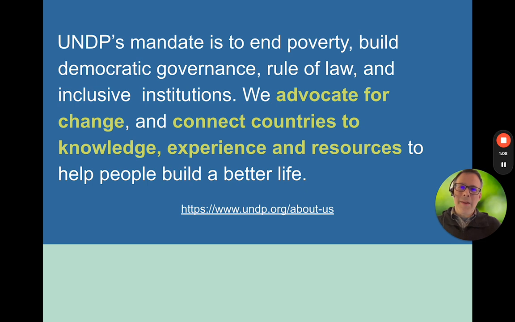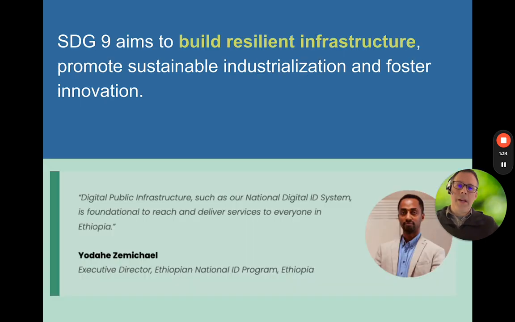So let's just remind ourselves why we're here. The UNDP's mandate is to end poverty, build democratic governance, rule of law, and inclusive institutions. And this next part is really important. We advocate for change and connect countries to knowledge, experience, and resources to help people build a better life. This is directly from their website. And SDG 9 specifically aims to build resilient infrastructure, promote sustainable industrialization, and foster innovation.